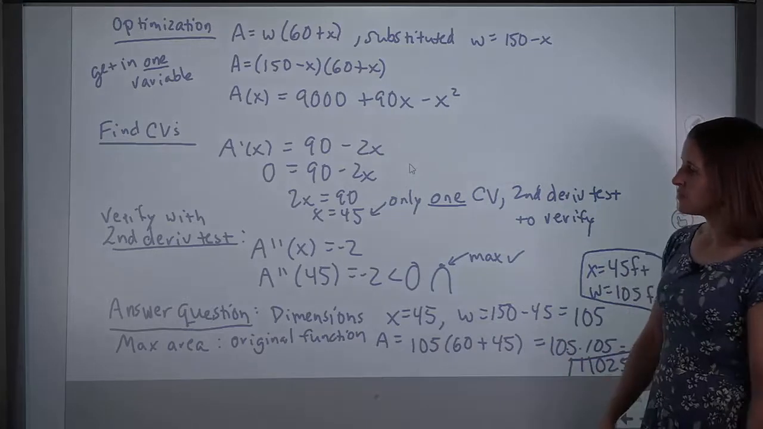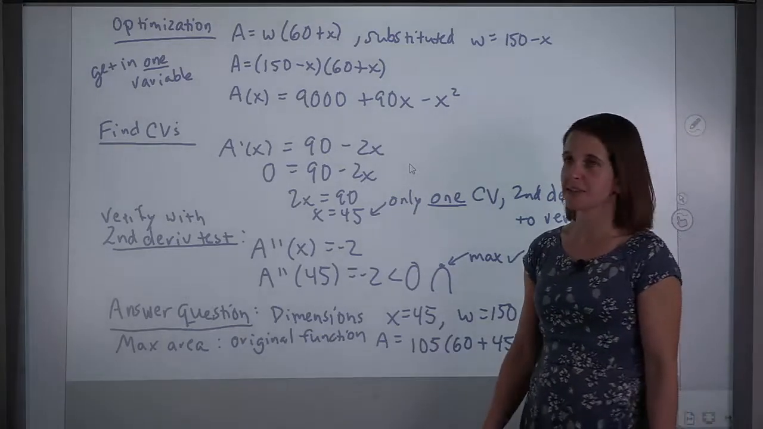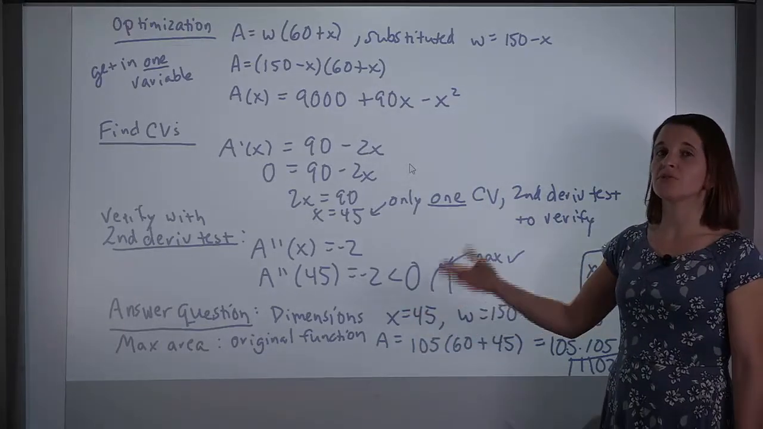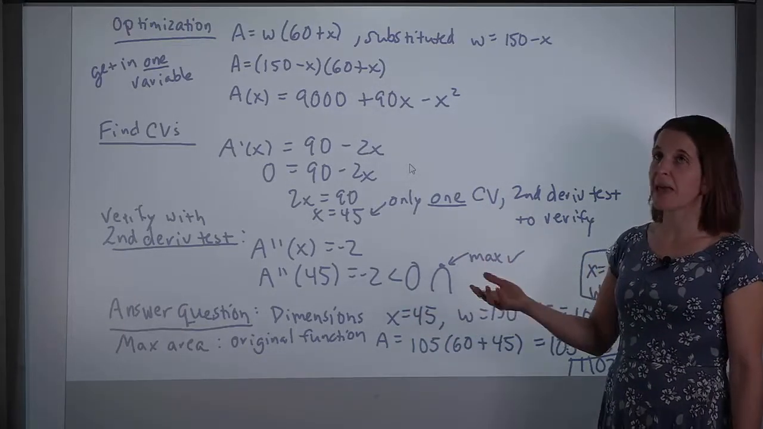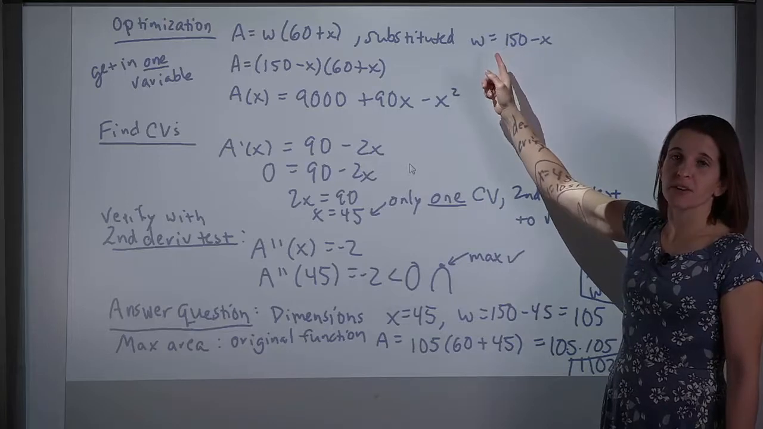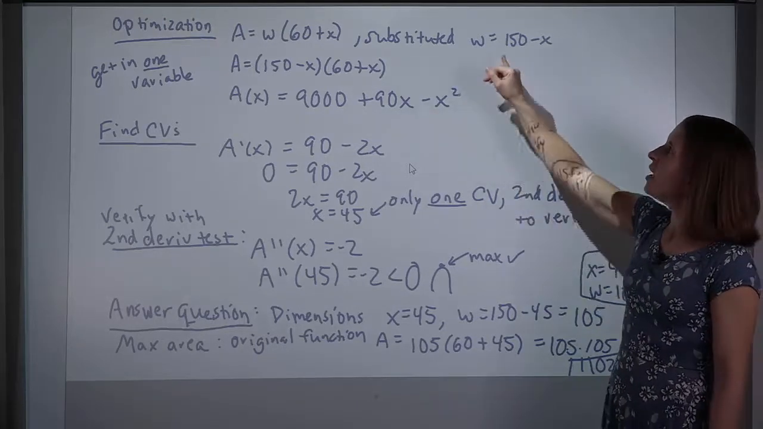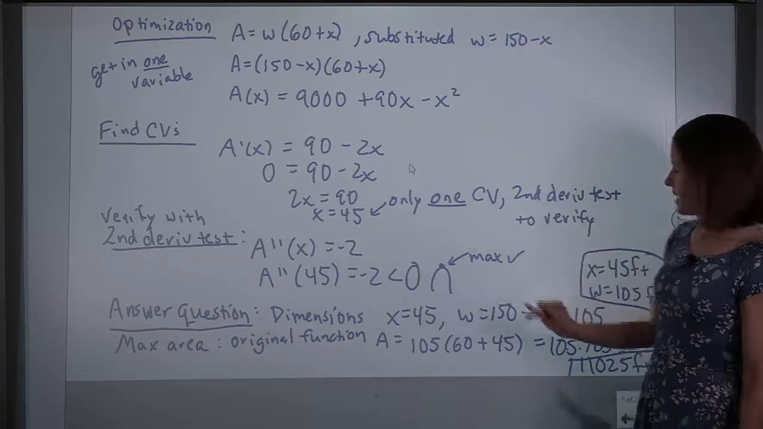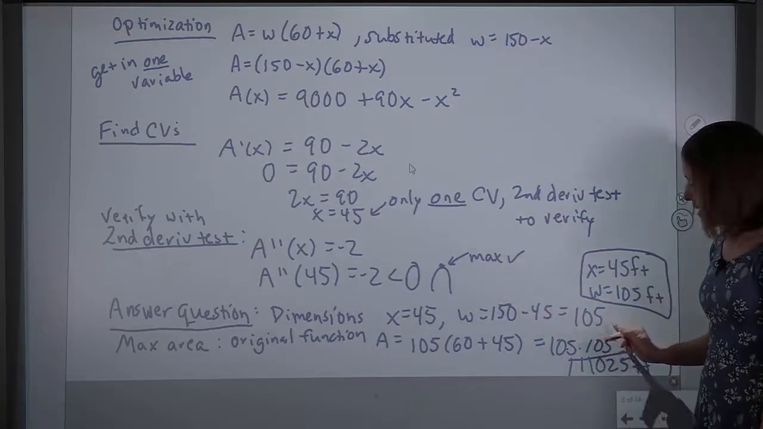The question asked for those dimensions and then what the actual max area was. So for the dimensions, we already got 45. Remember that when you do a substitution somewhere else on your page, you already solved for the other variable. We had done it on a previous page as well. So I know that W is 150 minus whatever X is. So 150 minus 45 gives me 105.